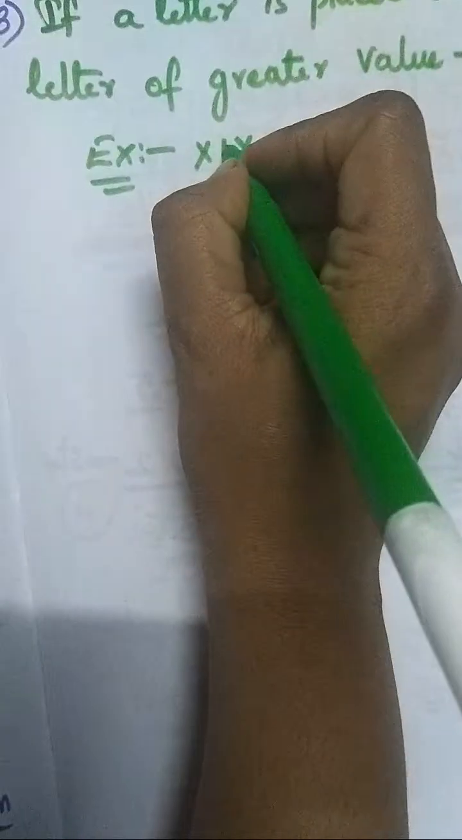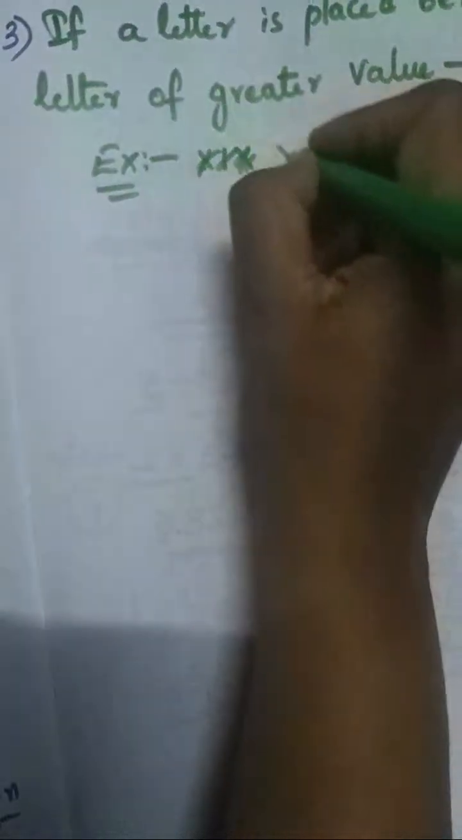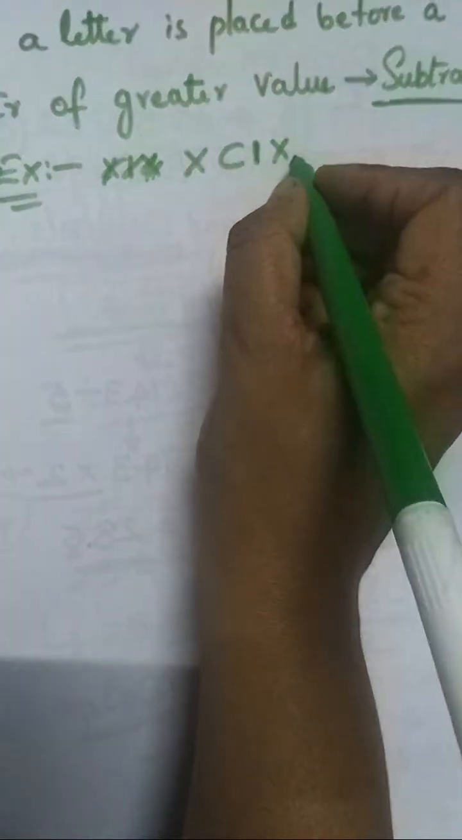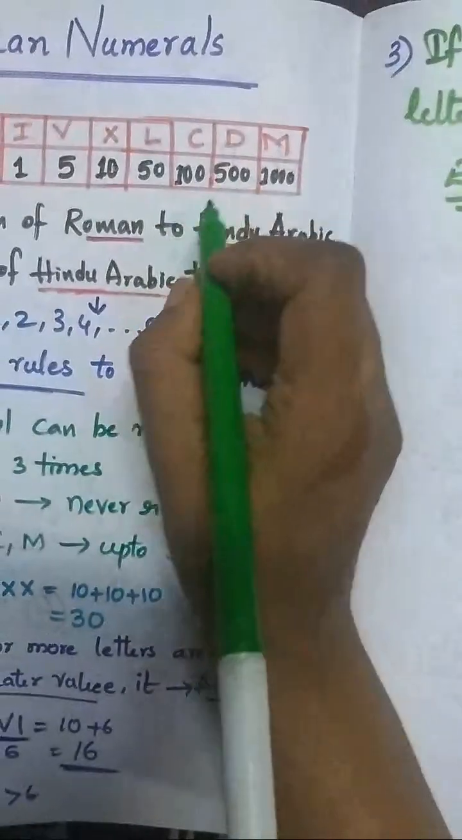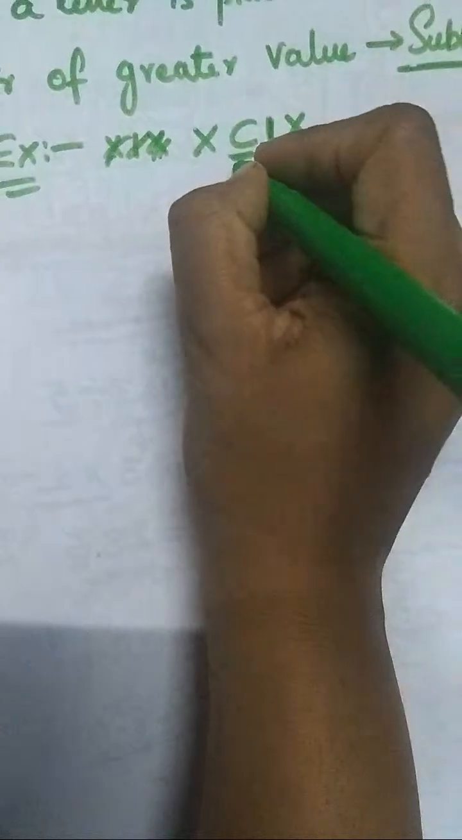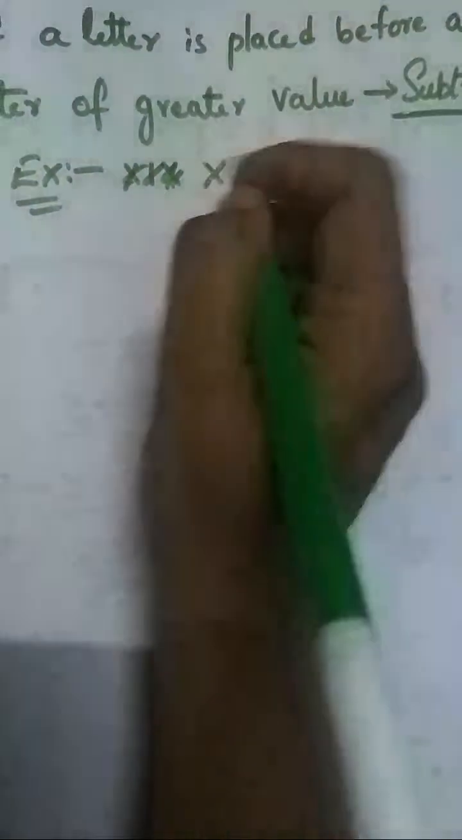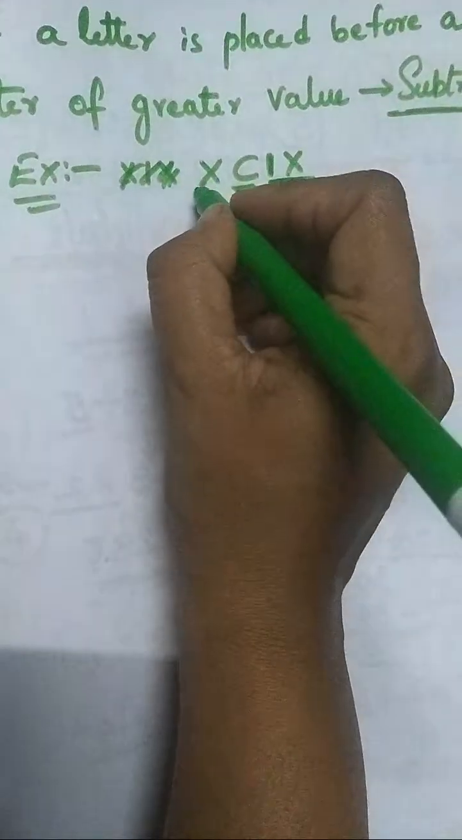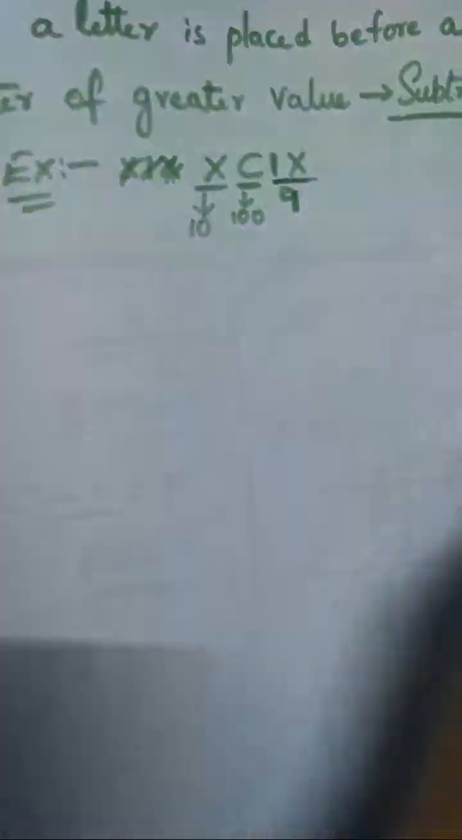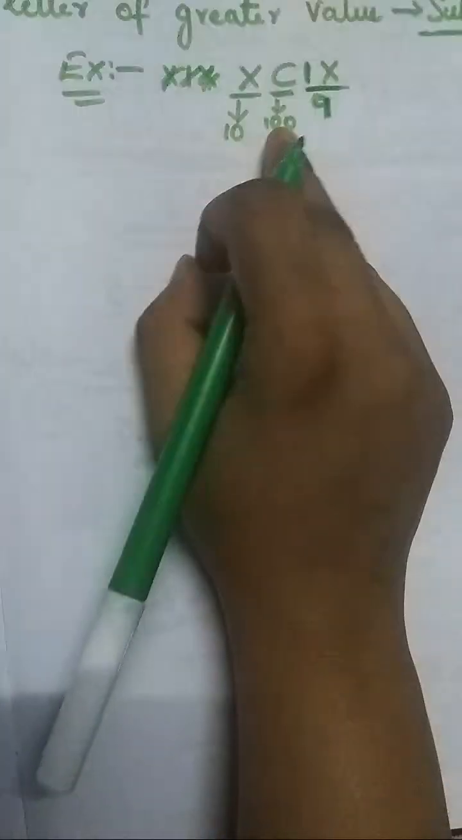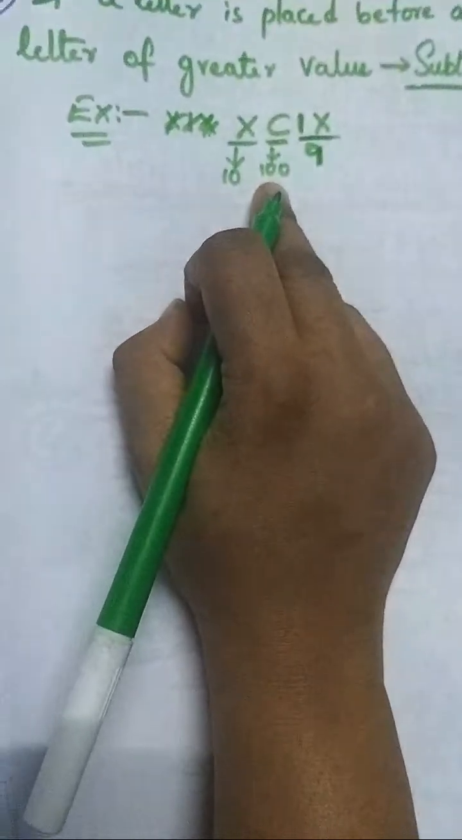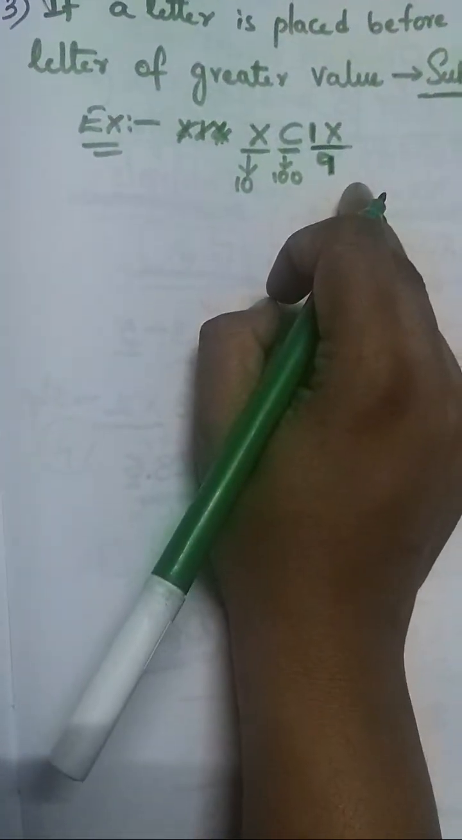So what XCIX means: this IX is 9. This C is going to be 100 here, from the chart I am showing. C means 100. This means 9 we have already, we have this 9. And this X is 10, we know already. Now see the rules, 10 is a smaller number and 100 is a greater number, and here 9 is a smaller number.